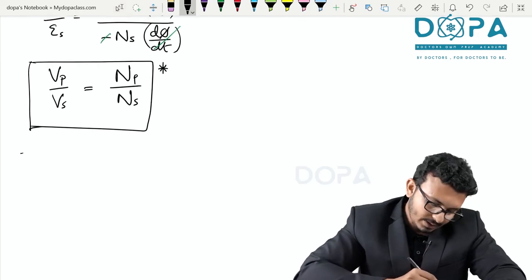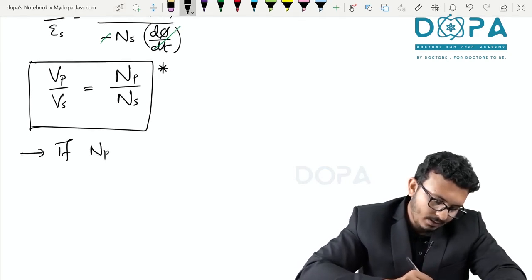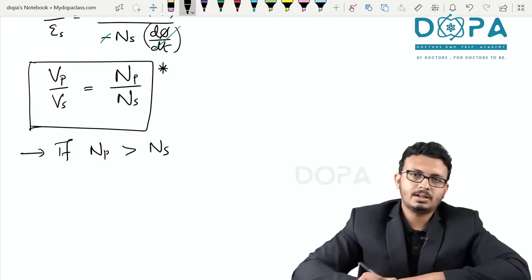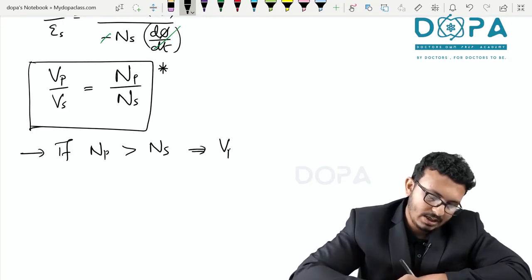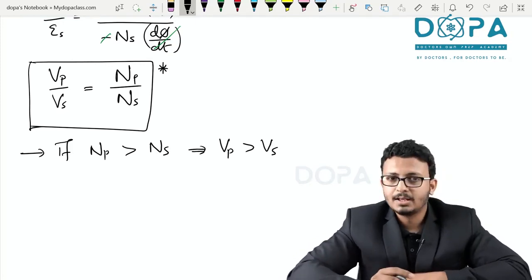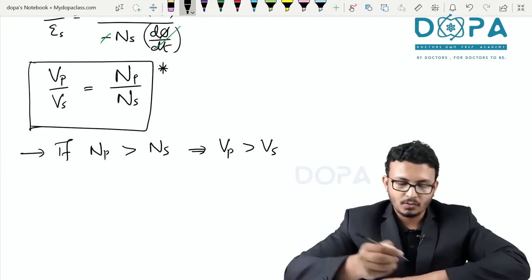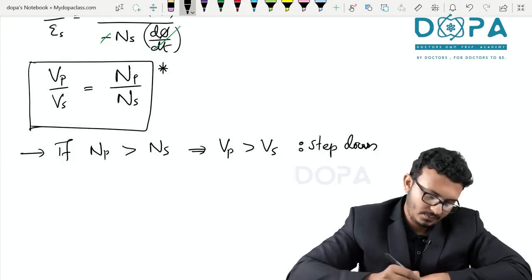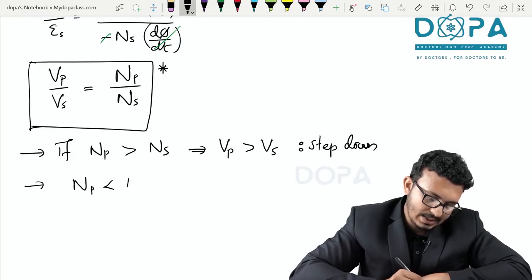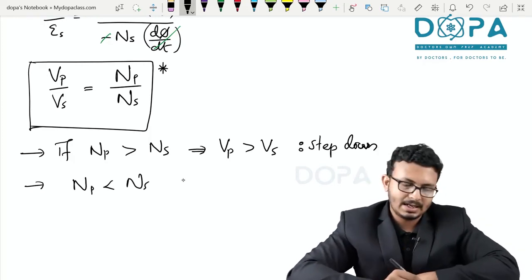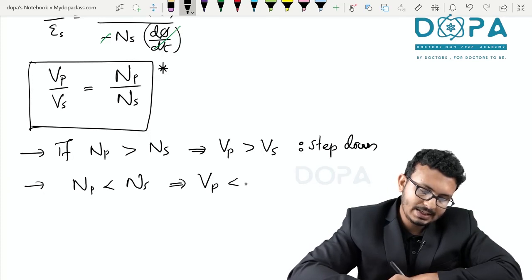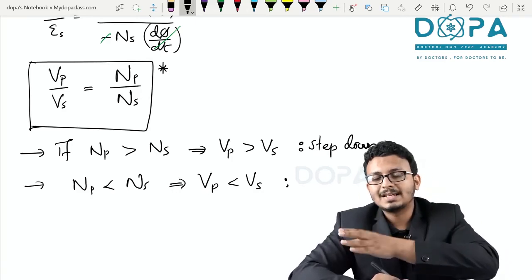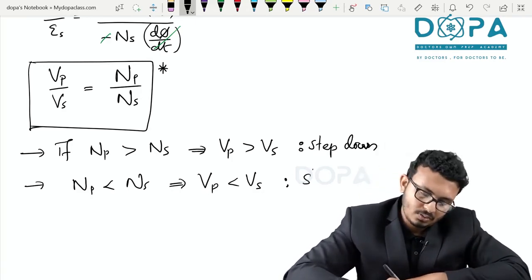Now, if Np is greater than Ns, meaning the number of turns in the primary is greater than the number of turns in the secondary, it implies the voltage in the primary is greater than the voltage in the secondary. So the primary voltage is higher and the secondary voltage is lower. That's what step down is. And Np less than Ns means the number of turns in the secondary is higher, so the voltage in the secondary is going to be higher than the primary. So we will get a higher voltage in the secondary than the voltage applied in the primary. That is step up.